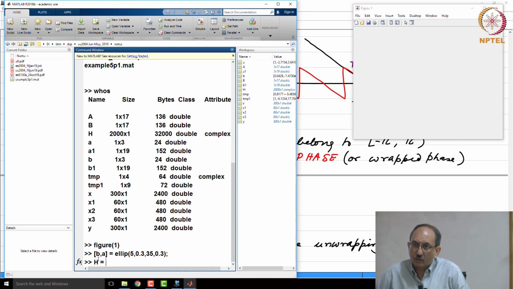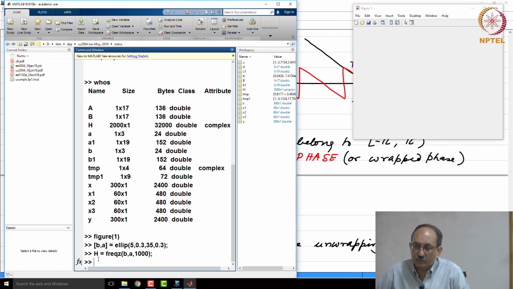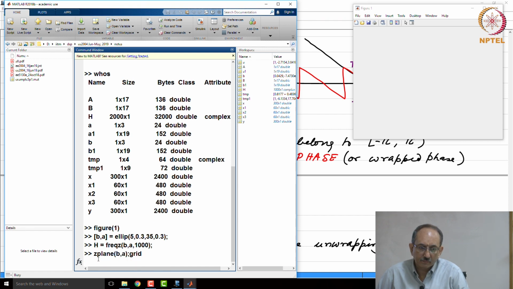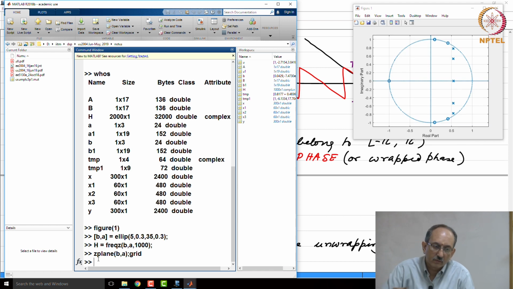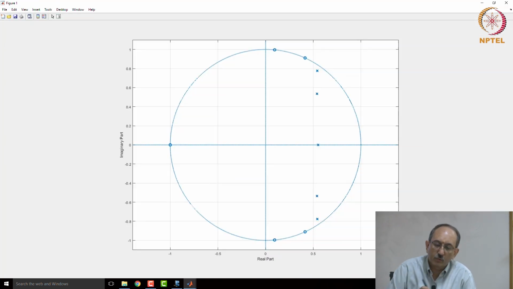So, let me now compute the frequency response, and I will compute this over 1000 points from 0 to pi. Now, what I am going to do is I am going to show the angle. Let me first show the pole 0 plot. So, this is the pole 0 plot. Therefore, you can expect when you go along the unit circle, when you hit this 0, you can expect a phase jump of pi.